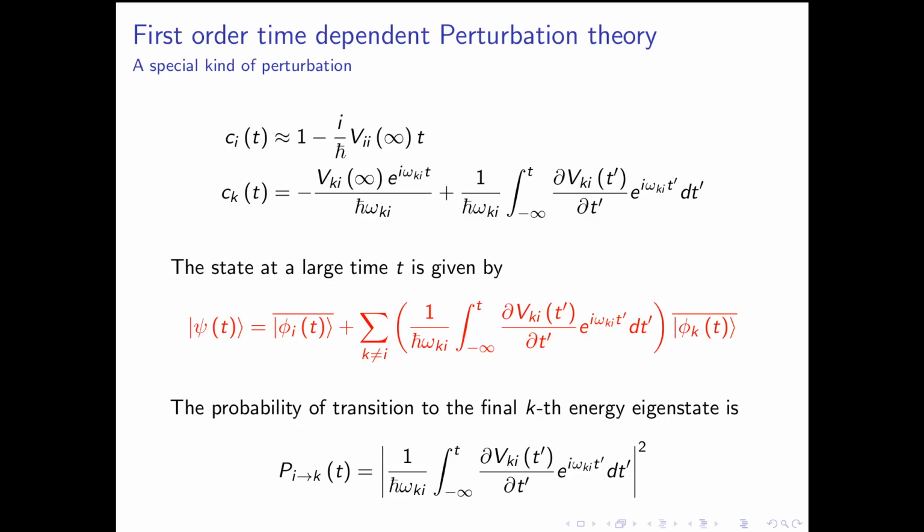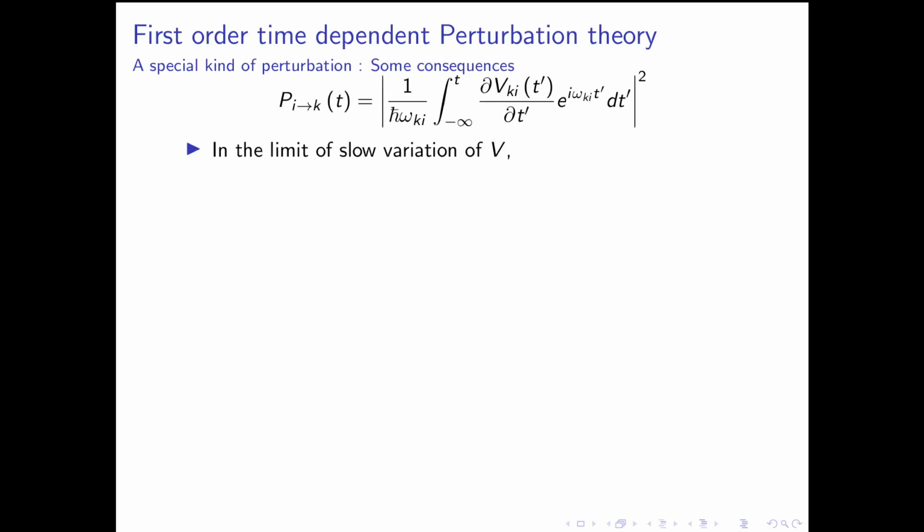Firstly, it tells me that the probability of transition to the final kth energy eigenstate, not the initial kth energy eigenstate, this is the kth energy eigenstate of the final Hamiltonian, is given by P_i to k of t. You just pick out that one term in the sum which talks about specifically phi_k bar, and the probability works out to be mod square of 1 by h cross omega_ki times the integral that we have been looking at so far. Now, in the limit of very slow variations of V, this particular probability amplitude actually vanishes, simply because dV_ki/dt is too small.